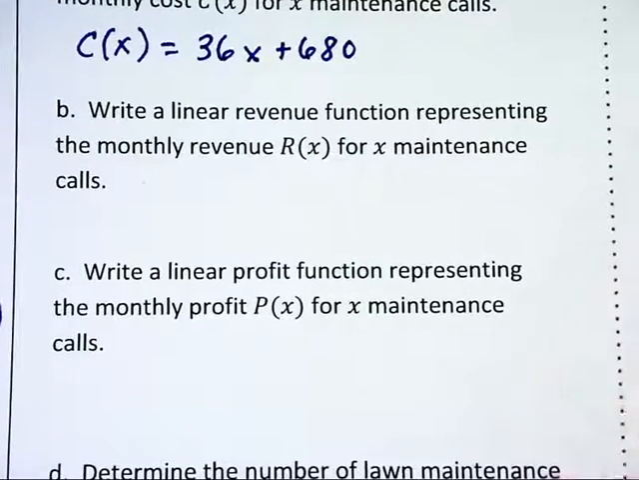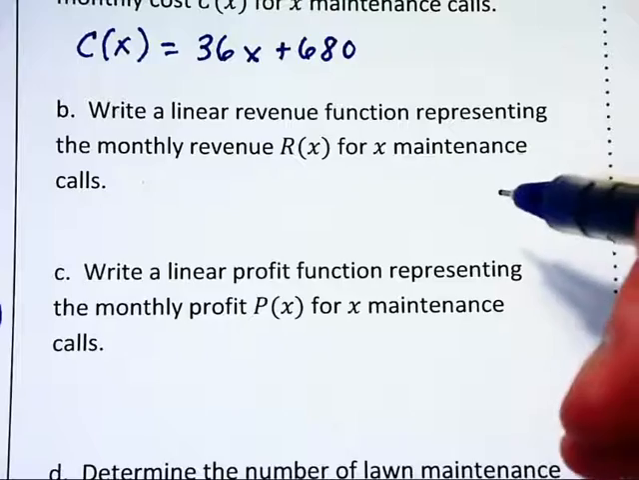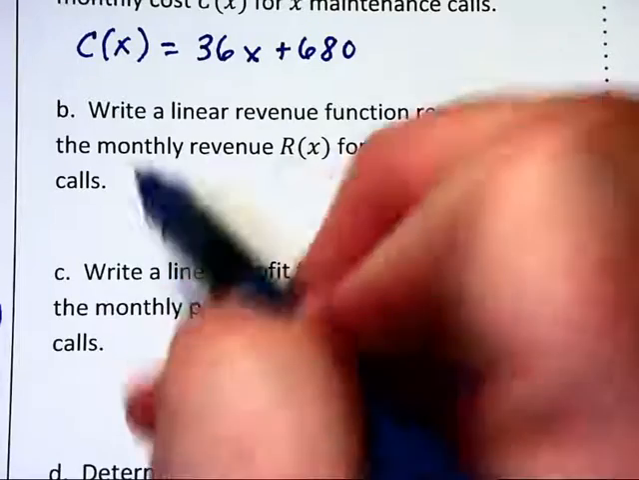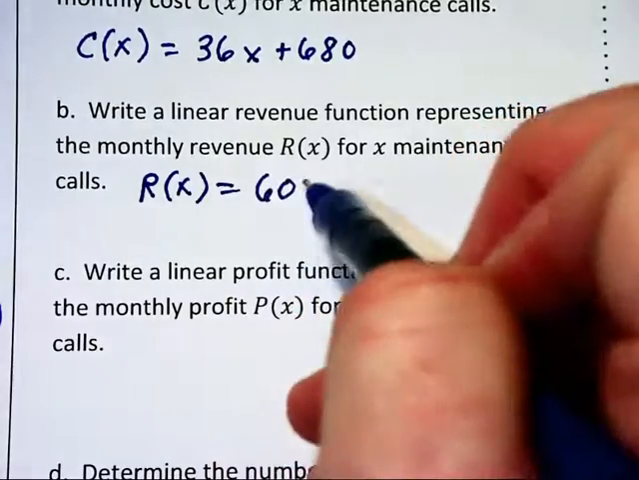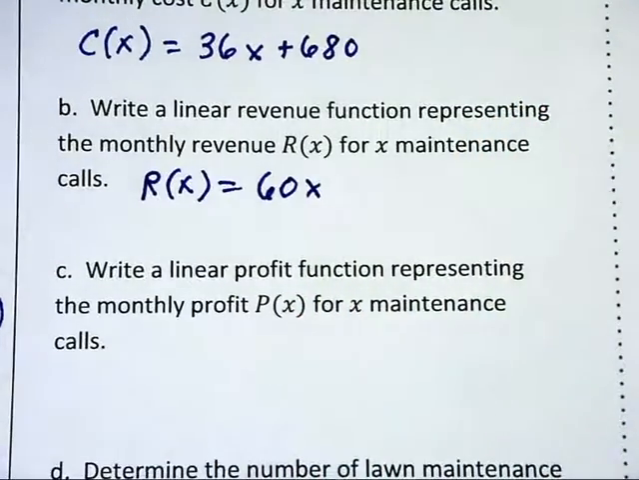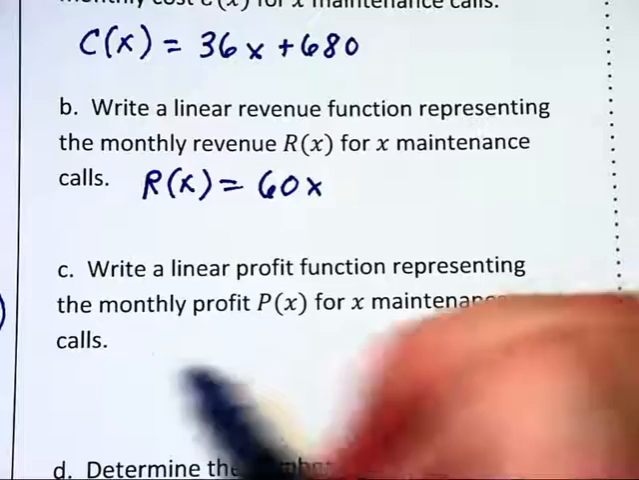Now we want a linear function for the revenue, and they're charging $60 per lawn, so the revenue is going to be 60x. Now we want to next find a profit function.